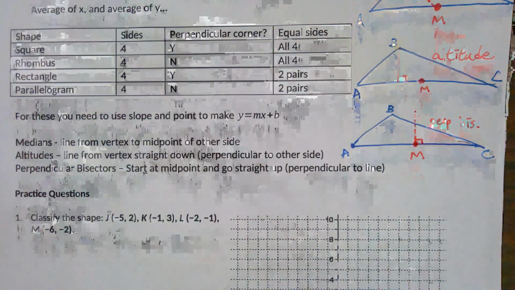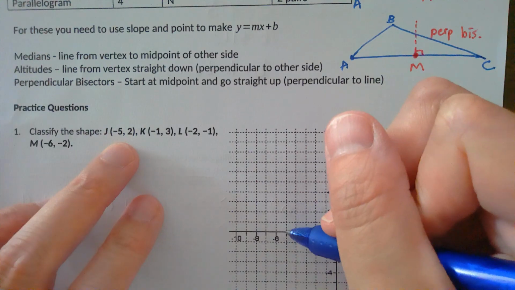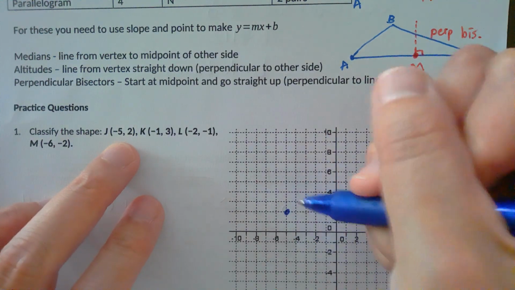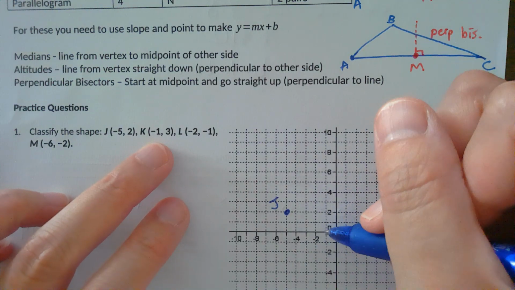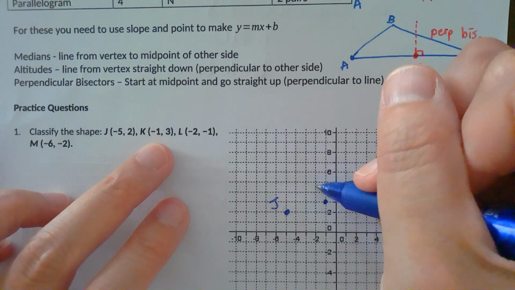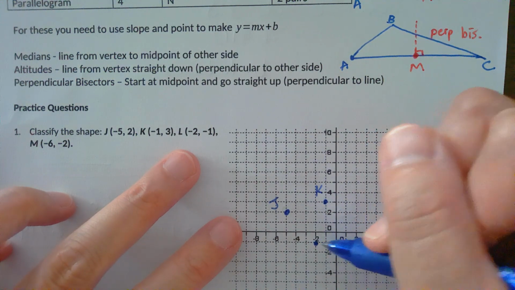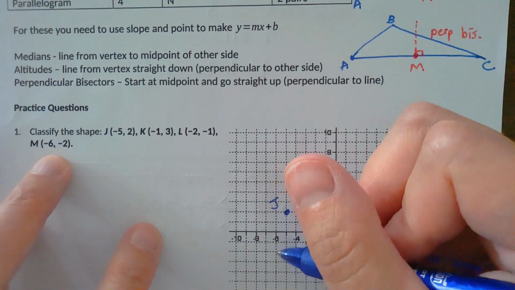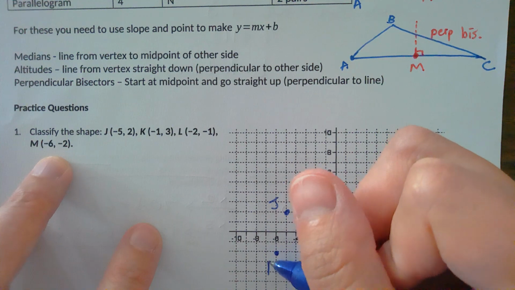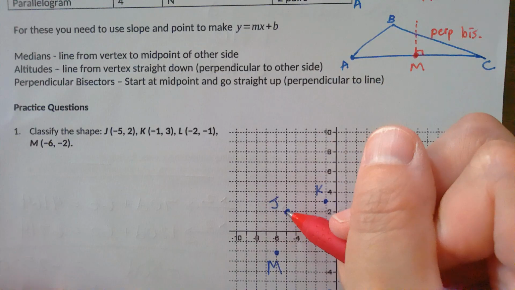Okay, so let's apply it. Oh, actually no, not yet. Classify the shape. -5, 2. Okay, -1 and 3. -2 and -1, and then -6, -2. Okay. Connect the 4 dots.